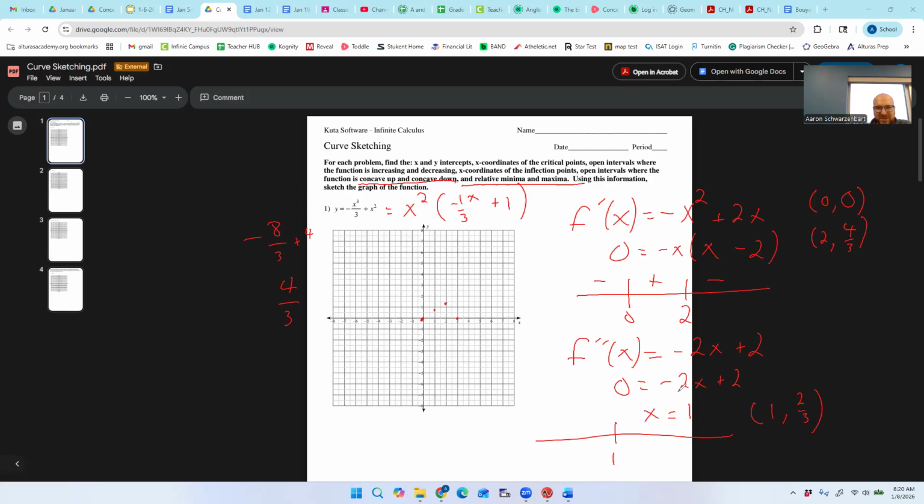If I plug in 0 to this, I get a positive. If I plug in something like 2, I get a negative, meaning this is where the concavity switches. It's hooking down. So it's decreasing to here, then increasing. This is all concave up. This is all concave down. It's a cubic.